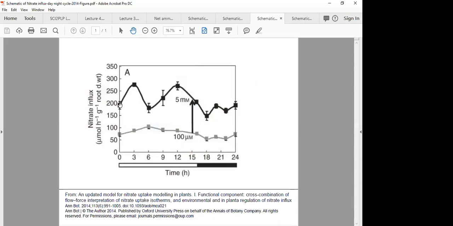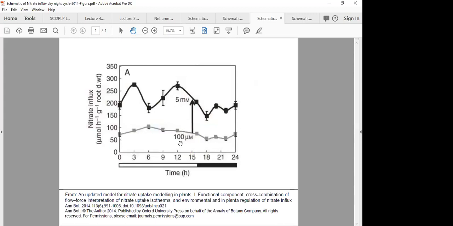So at dawn, daybreak, very high influx of nitrate into root cells. Then the amount of influx reduces. Then for some reason, there's another peak here towards the end of the day. And then during the night, the level is probably at its lowest. But the root cells are still moving nitrates into the cells, but at lower levels. But the movement is still occurring. So that's when there's lots of nitrate available.